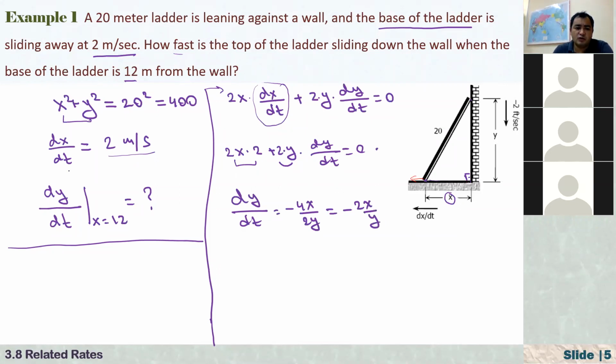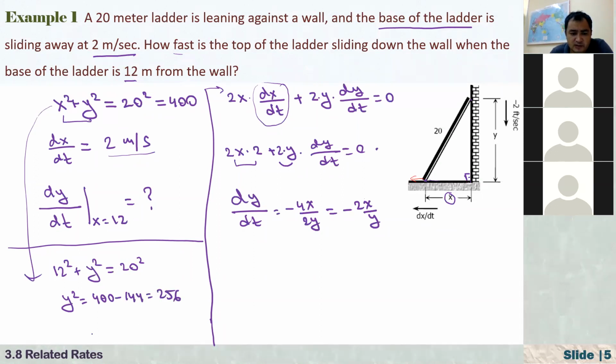Right? So what is the question? We need to find the value of dy/dt when x is equal to 12. But when x equals 12, we also need to know the value of y here, right? So since they are related by this equation, when x equals 12, what is y? We can actually get the value of y from this equation. So from here, y squared equals 400 minus 144, that's equal to 256. That is y equals 16.